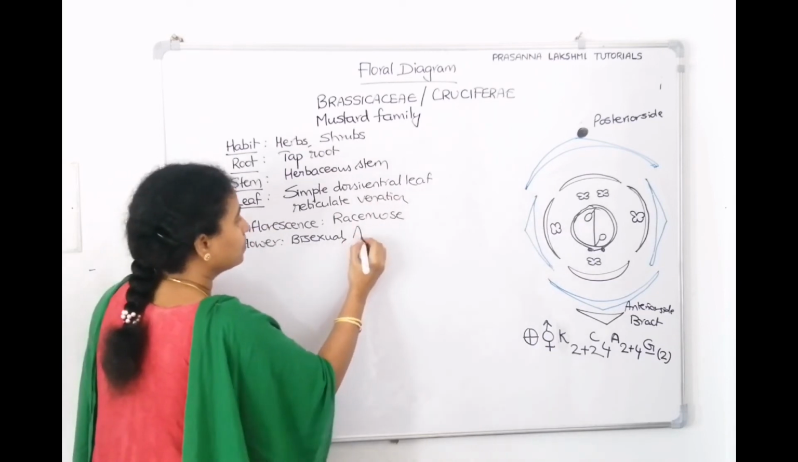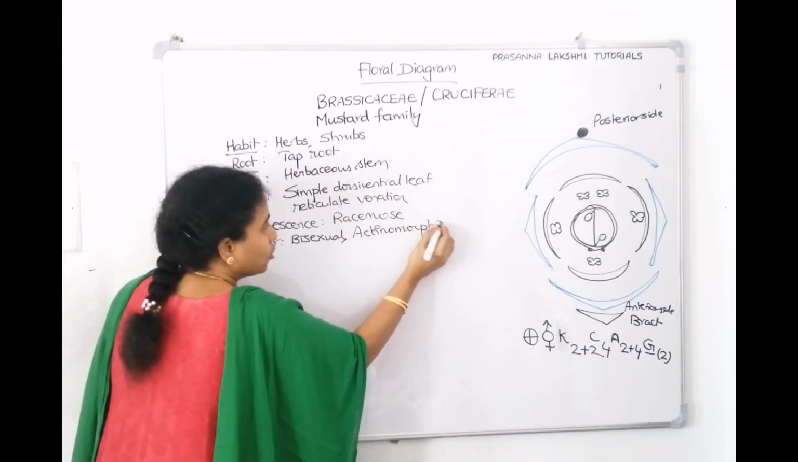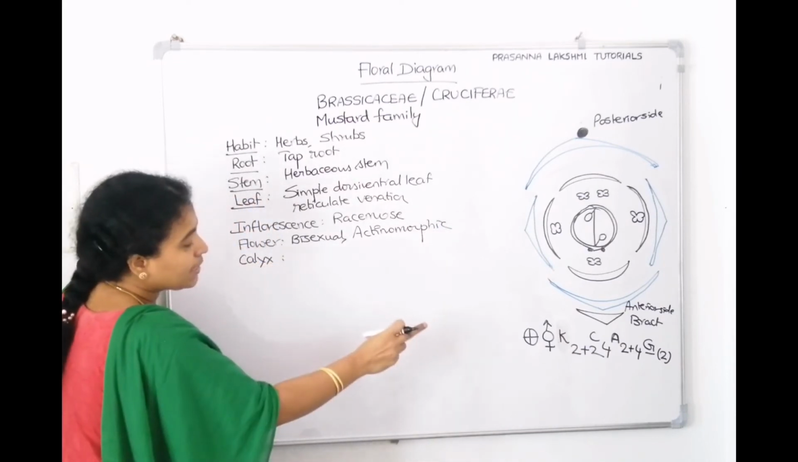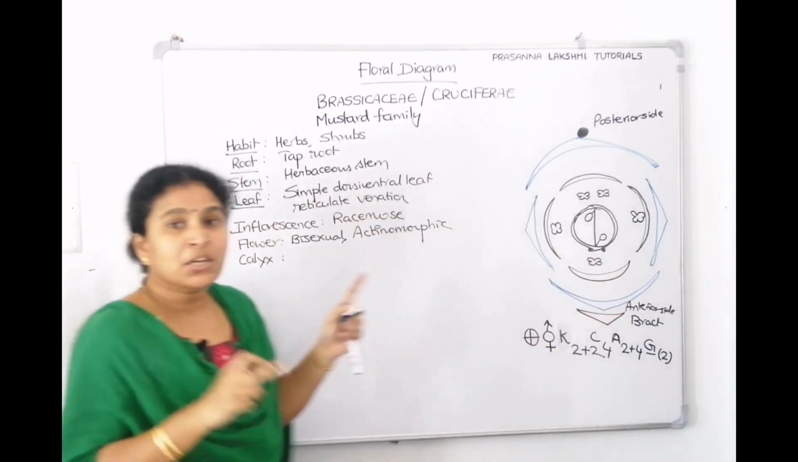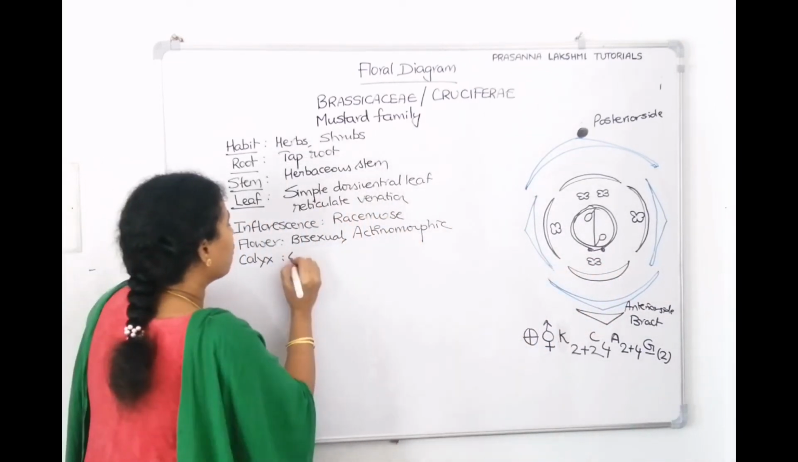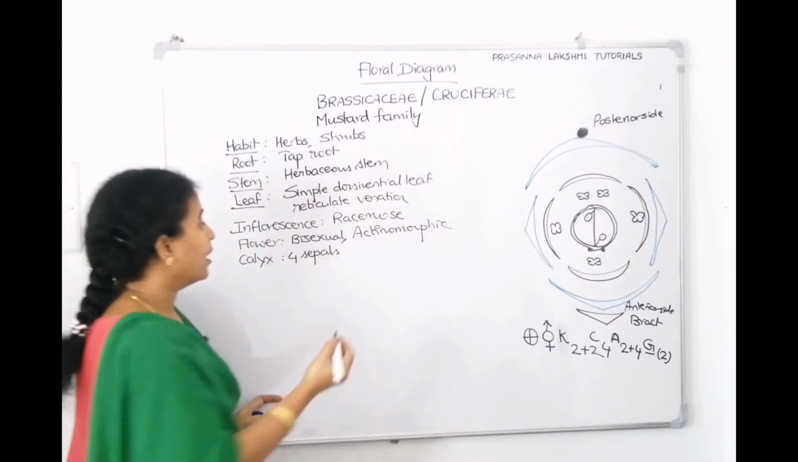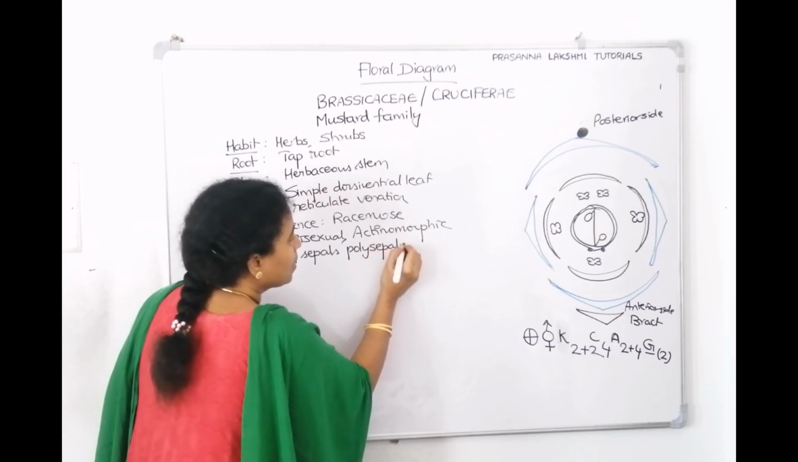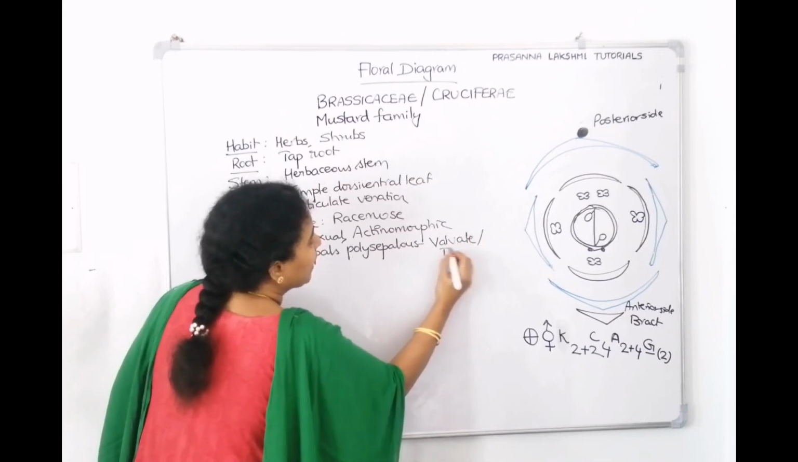Actinomorphic. Talk about calyx. Come on, see there. So calyx, 2 in one ring, 2 in another ring, means 2 plus 2. So 4 sepals are there. I did not fuse them, that means they are polysepalous, showing valvate or imbricate aestivation.